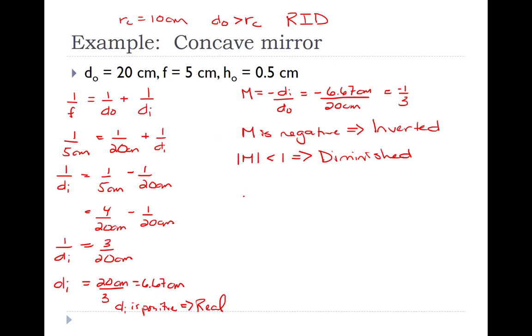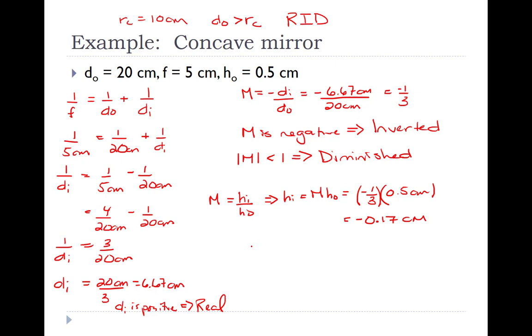Okay. Lastly, we again need to find the image height, and I'm writing this formula a little bit backwards, but it all comes out in the end. The magnification is the image height divided by the object height. So that tells us that the image height is the magnification times the object height, which is negative 1/3 times 0.5 centimeters, which works out to be negative 0.17 centimeters.